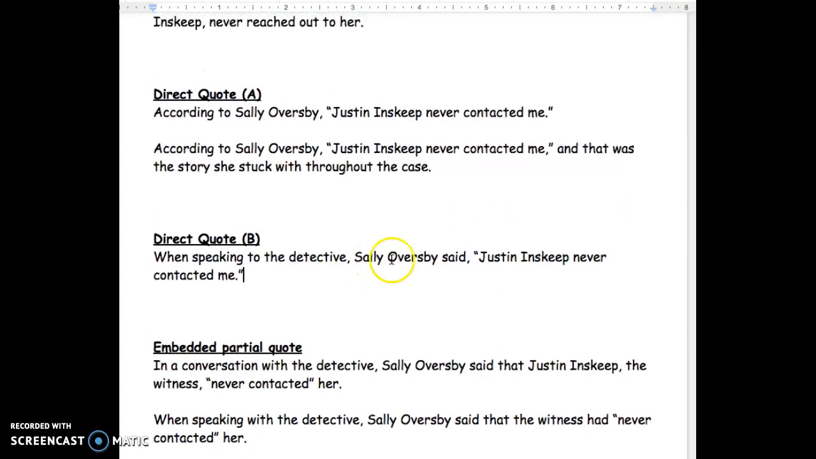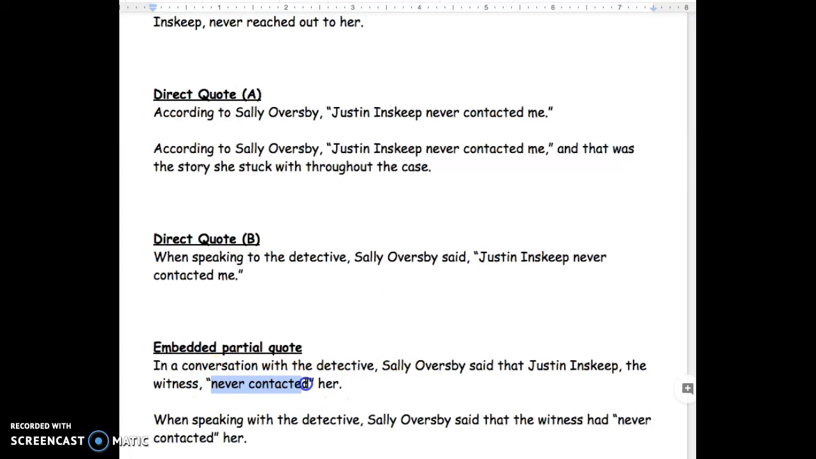Sometimes we might think it's going to be beneficial for whatever reason not to include every single word that the speaker spoke. And so here are two ways that you can include a partial quote. In a conversation with the detective, Sally Oversby said that Justin Inskeep, the witness, "never contacted" her.